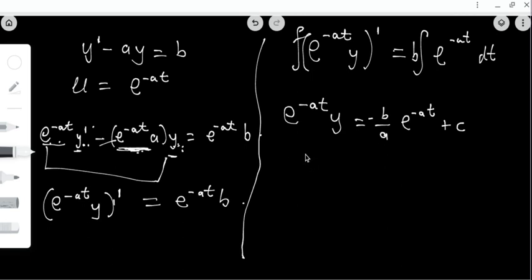Now when you get to this point, let's bring this and this. We are bringing this one here, so it's going to be e^(-at) y plus b over a e^(-at) should be equal to c.